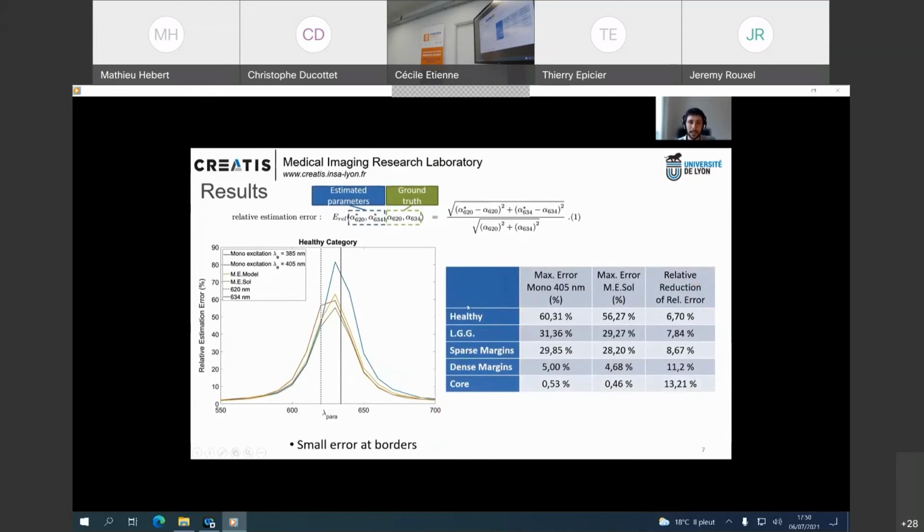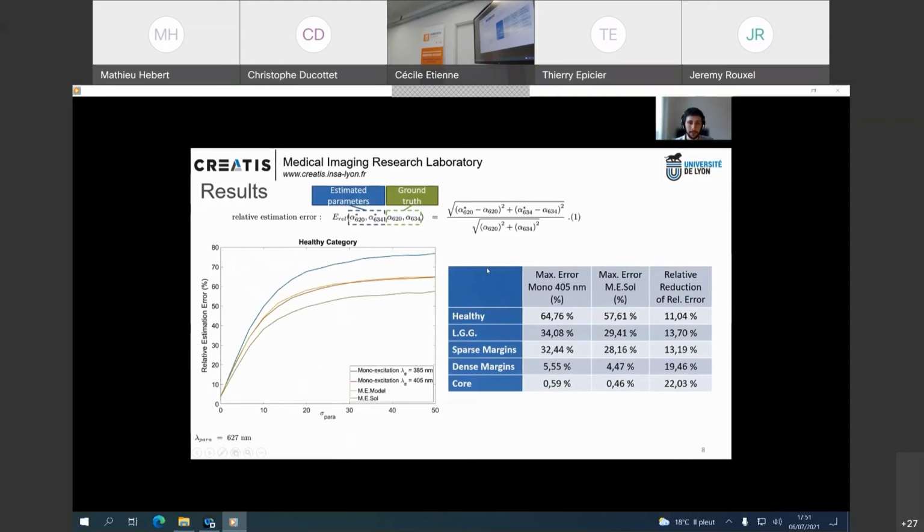And we see that adding a parasitic fluorophore produces a systematic overestimation of PpIX. It can be very high, since we have at least 55% of error for the healthy category. And we are sad to say that the physical a priori induced in the ME model approach improves the robustness of the estimation less than the ME-SOL approach. So the ME-SOL approach thus seems to be the most effective in reducing the overestimation error of PpIX, which is confirmed by the table and especially the third column.